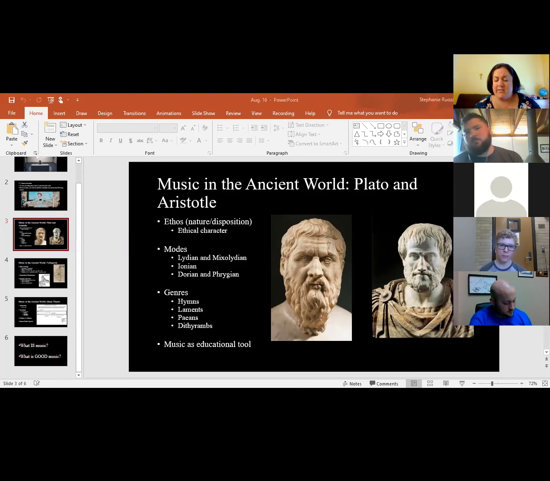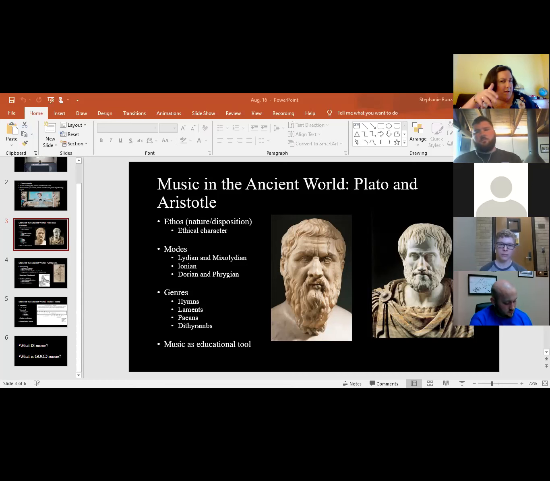Anybody know what a dirge is? Kind of. Anyone throw out an idea on the dirge? Is it like a funeral hymn or something? Absolutely. That's exactly what it is. So these two modes, Lydian and Mixolydian, are very funereal and they're going to make me sad. Even if I don't naturally feel sad, their nature will make me sad.